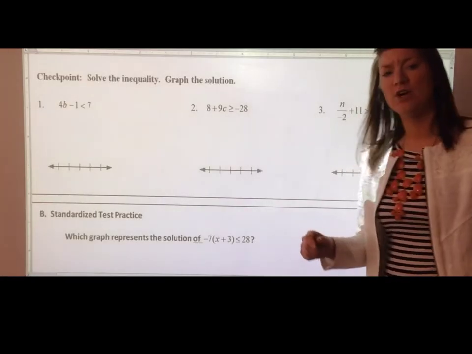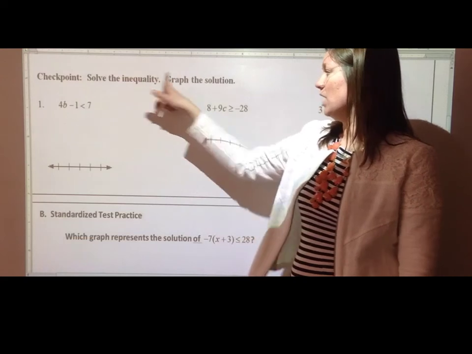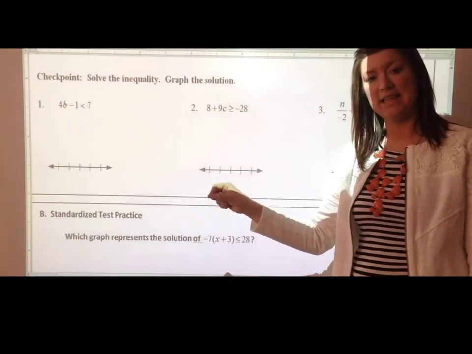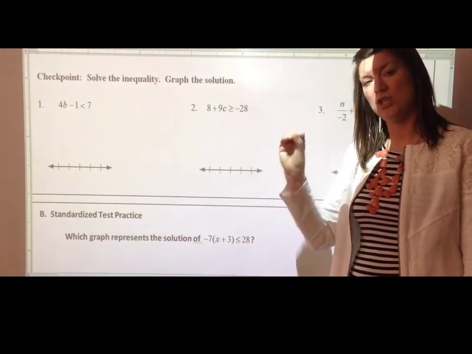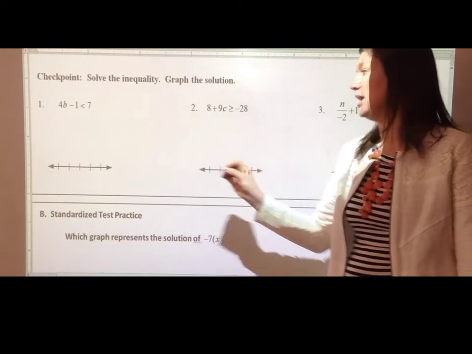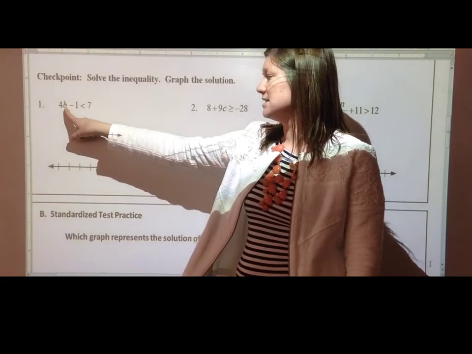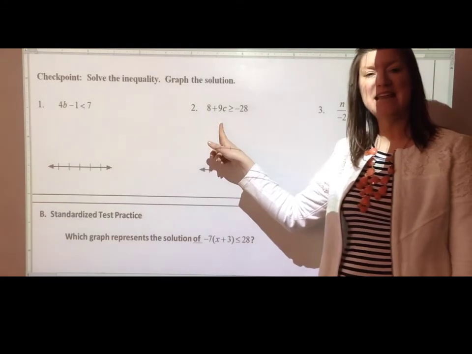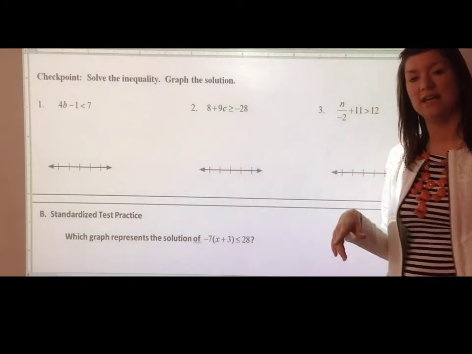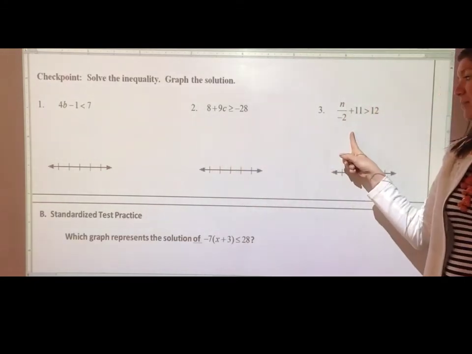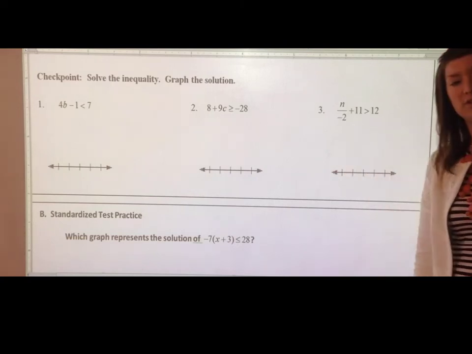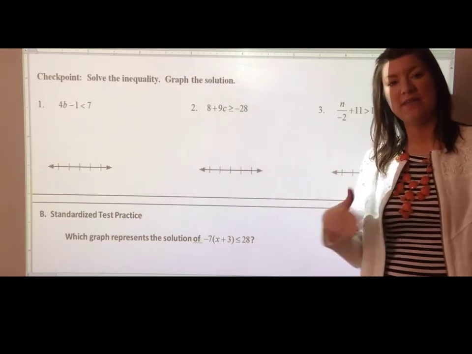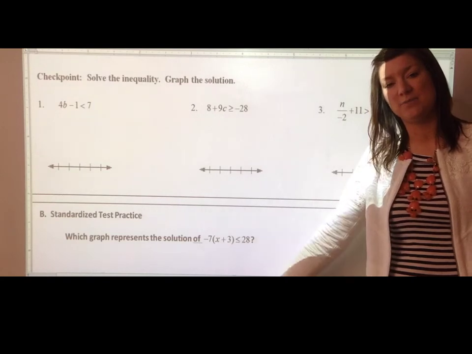Here's your checkpoint for our part A. It says solve the inequality, graph the solution. So you're going to isolate the variable, then you're going to take that solution and graph the solution set on a number line. 4b minus 1 is less than 7. 8 plus 9c is greater than or equal to negative 28. And n divided by negative 2 plus 11 is greater than 12. Go through the process and then we'll pick right up on the standardized test practice at the bottom.